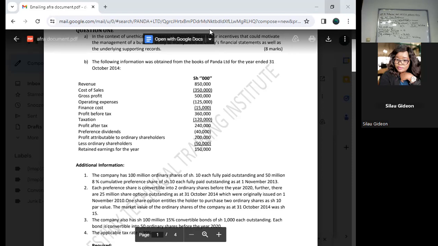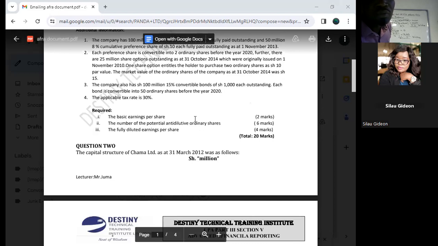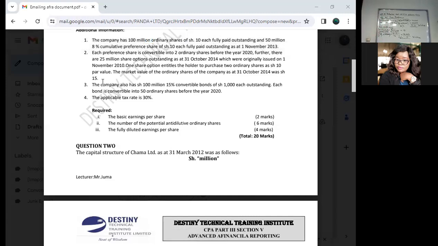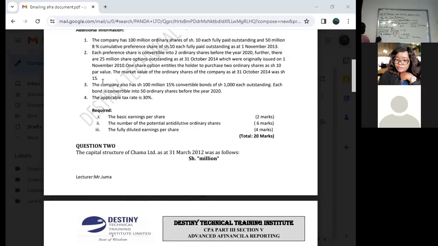All right, let's go to the last one. Convertible bonds, that is the last note there. Check note 3. 15% convertible bonds.